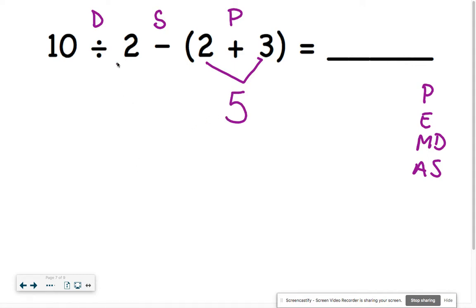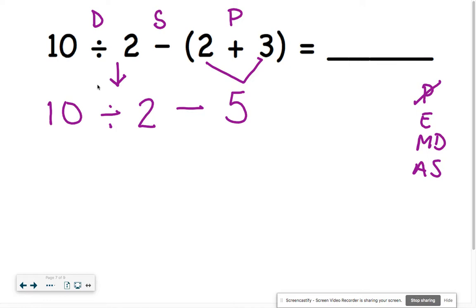Again, bringing down the rest of the problem in the same order that it showed up. So we want to keep that 5 that we just solved at the end of the problem. Our parentheses are now gone.